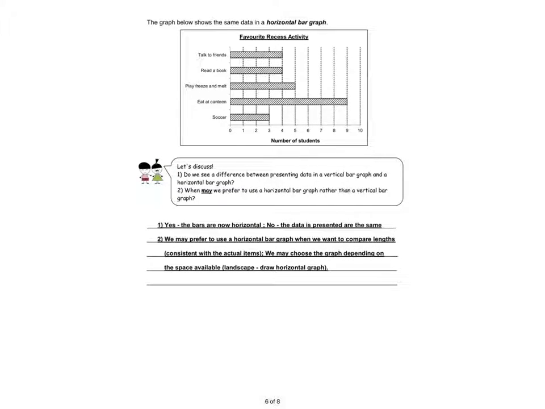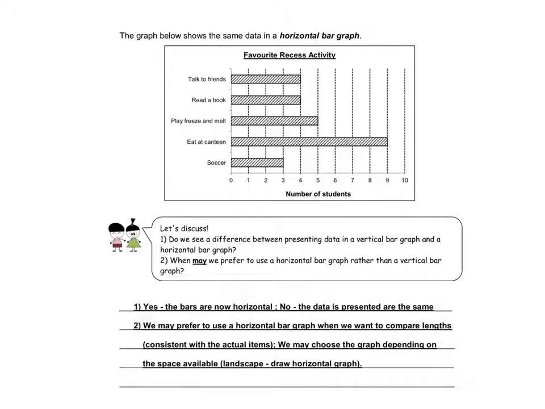Okay, so let's take a look at this. This is the horizontal bar graph. The horizontal bar graph is exactly the same. Let us answer the question first: is there a difference in presenting the data? The data are the same, but the graph becomes horizontal, that's all. The presentation is different because the bars are horizontal, but the numbers are still the same.